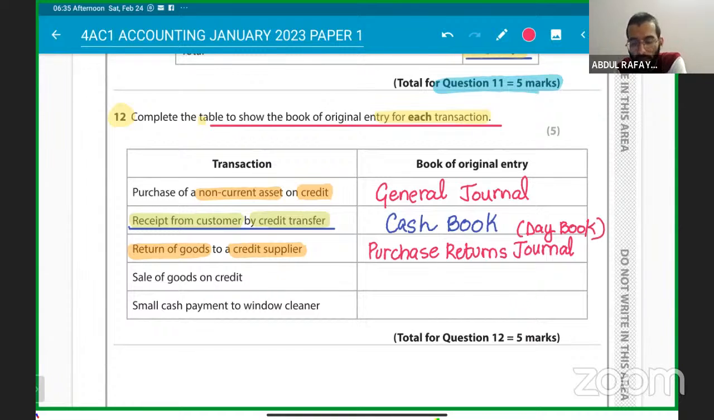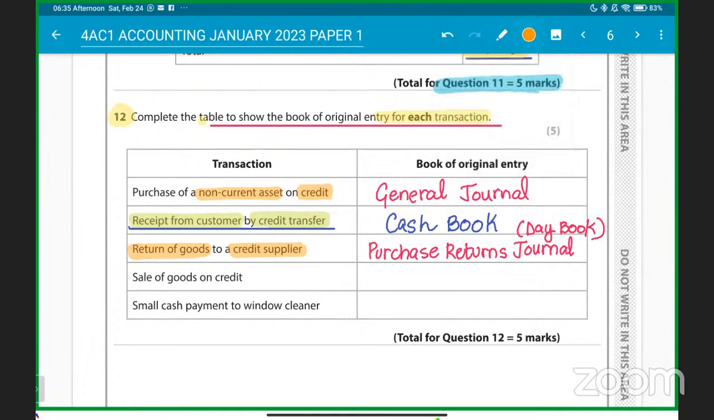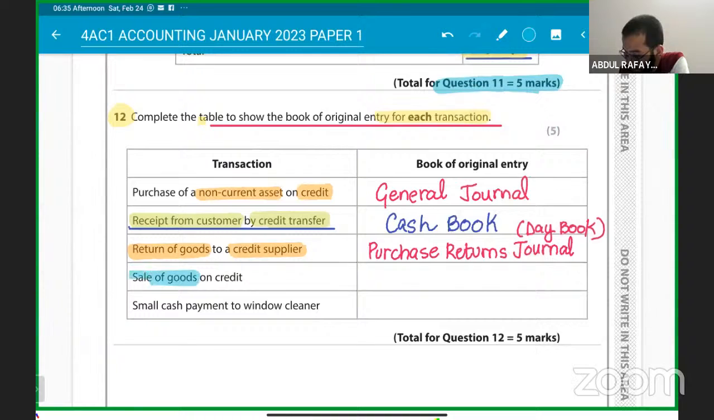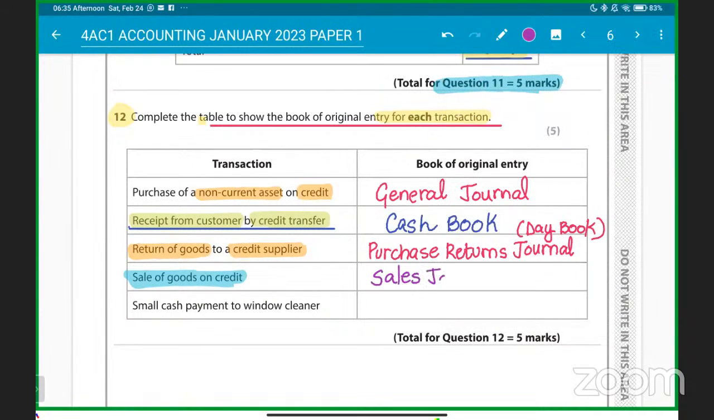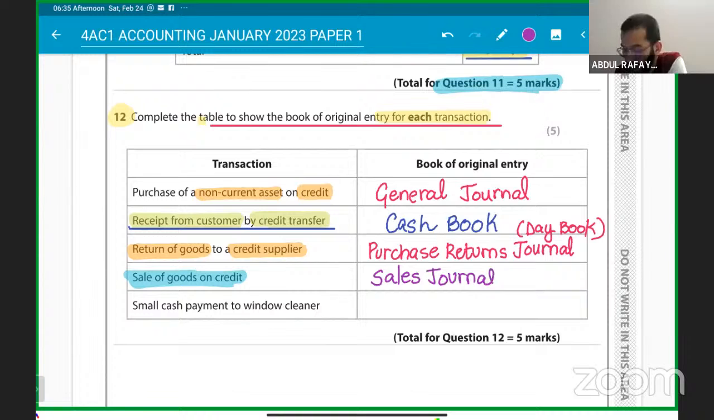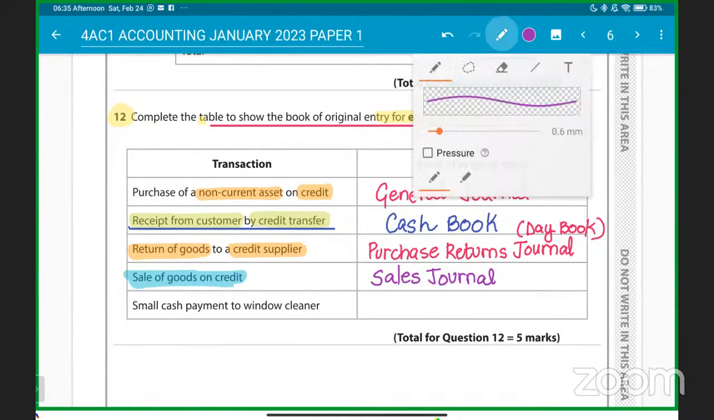Clear on that? If you sell any item on credit, it will be recorded in the sales journal. Understood? Simple, right? If I change the question, say cash sales, then the answer will change. Anything of cash item will be recorded in the cash book. Got it?